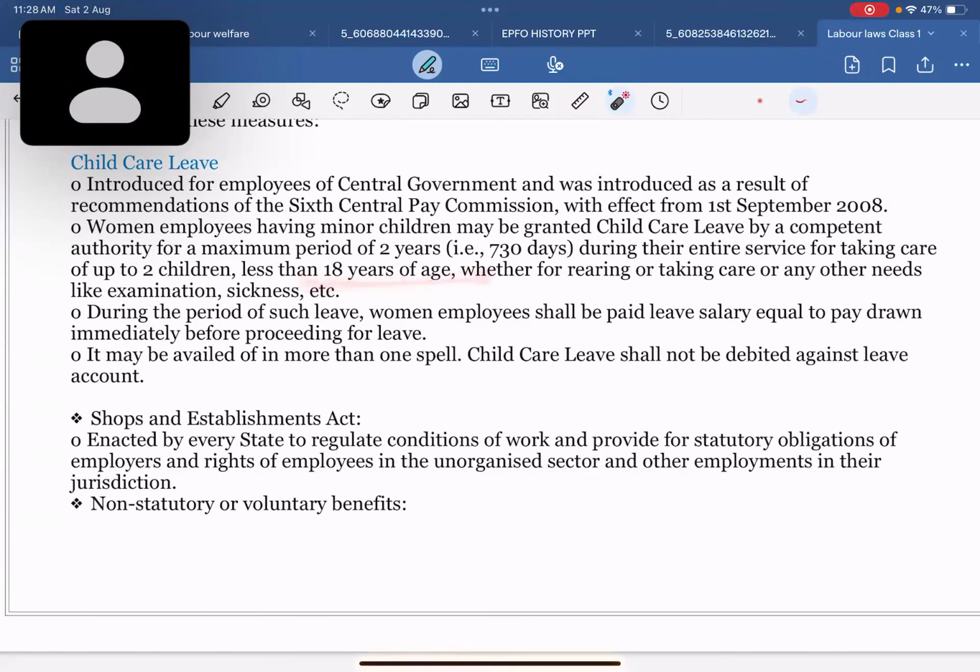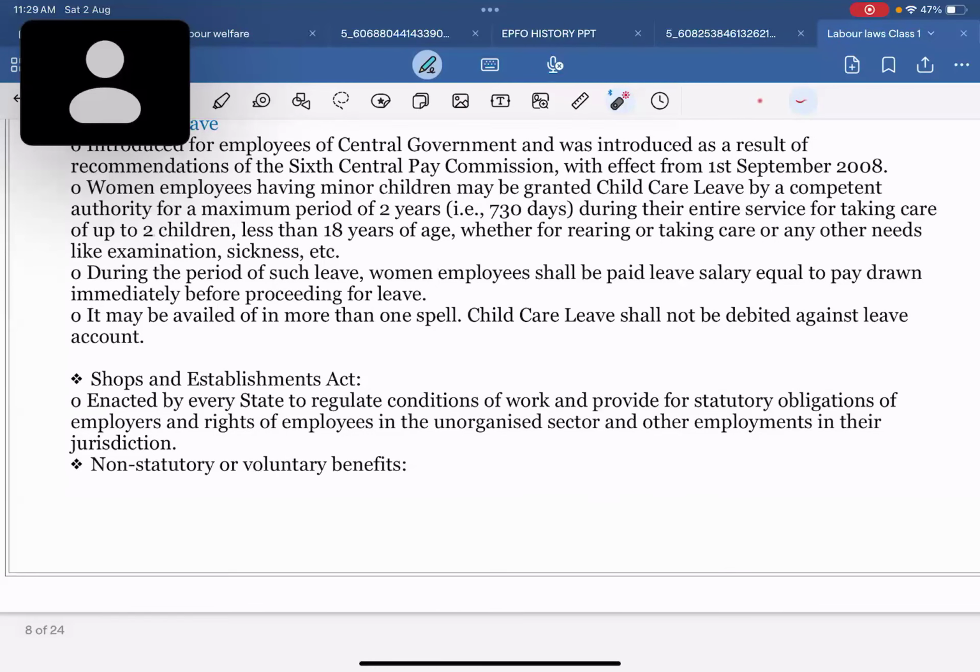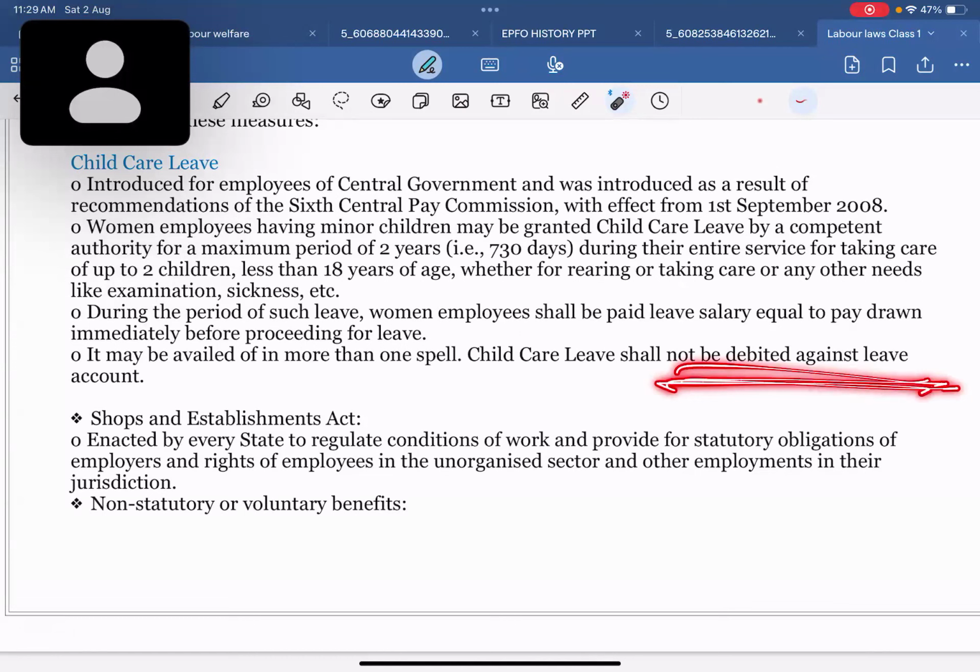During the period of such leave, women employees shall be paid leave salary equal to the pay drawn immediately before proceeding on leave. That is, on the last day when you are giving the application, if that day you are getting 1000 rupees per day, suppose, then you will get 1000 rupees per day for the upcoming 2 years of leave. Okay, it may be availed of in more than one spell. Child care leave shall not be debited against the leave account. This is also important to note down. From here the question will come.